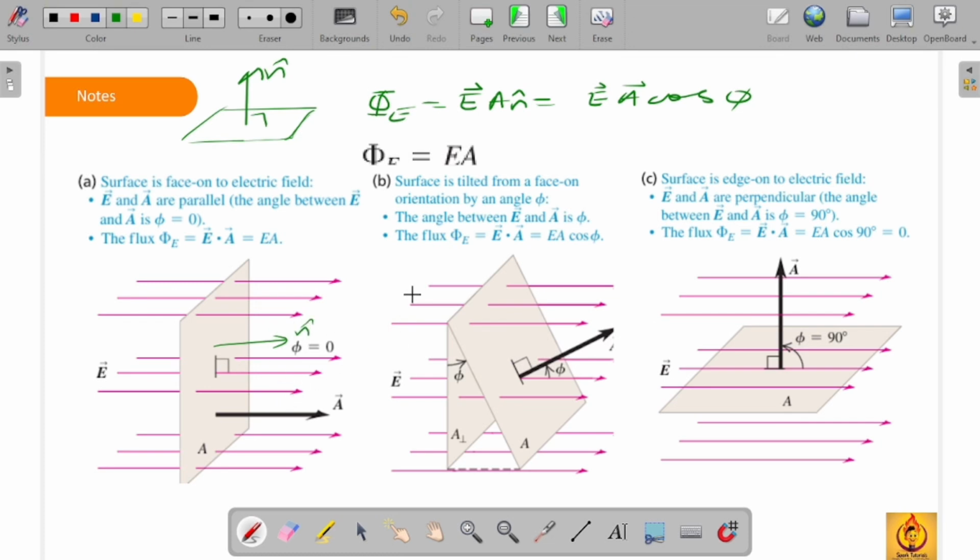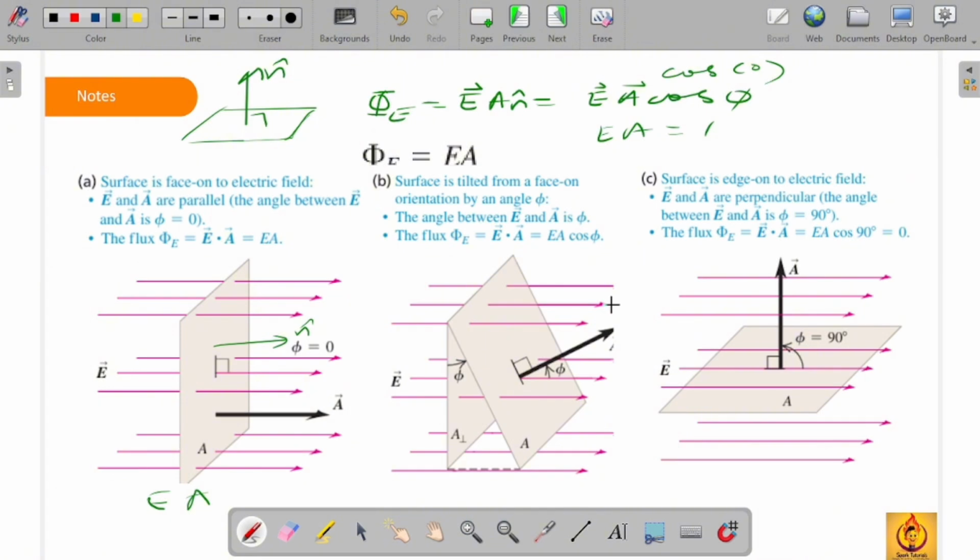Now, the electric field and the normal are in the same direction, so there is no angle between them. Now, what is cos of 0? It's 1. Meaning now our electric flux here, the flux that's moving here is EA. So there's flux here and it is at its maximum when cos theta is 1.